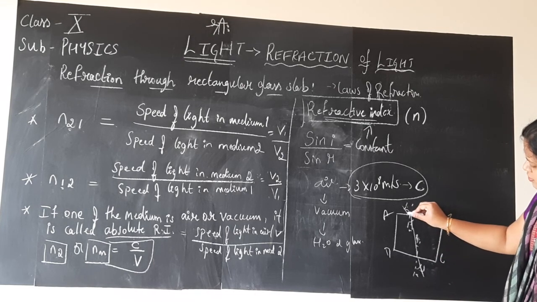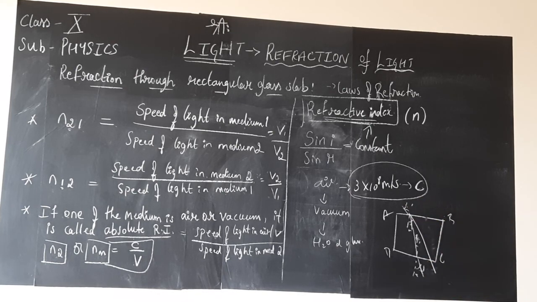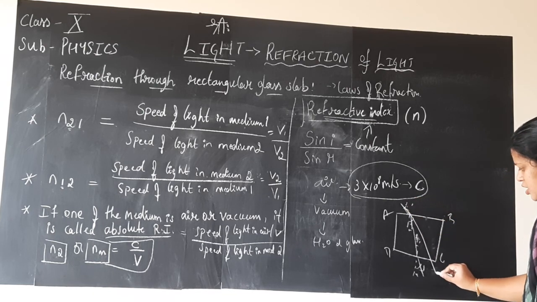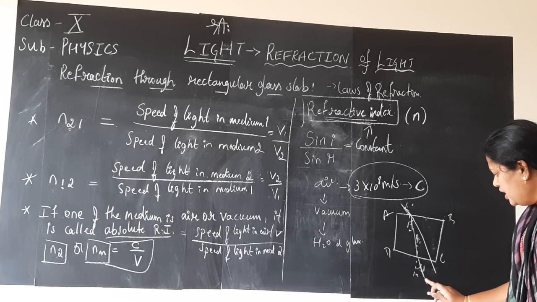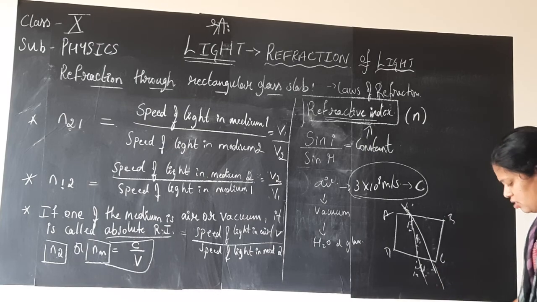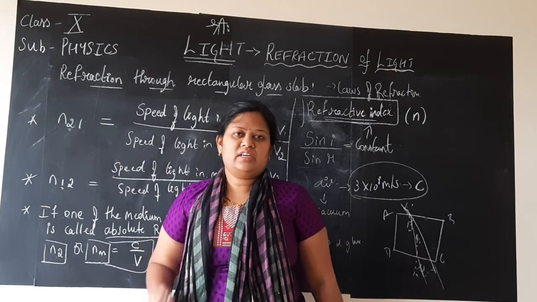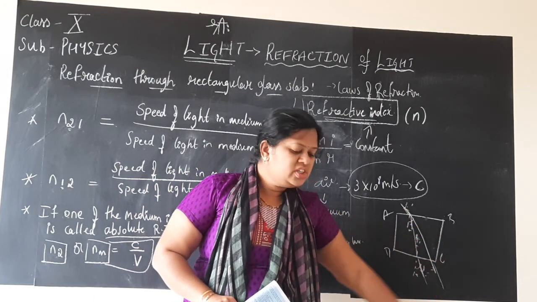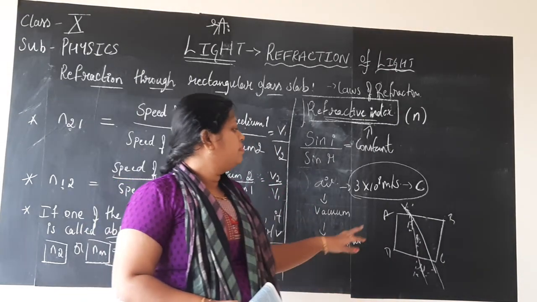Now children, if you just produce this incident ray straight with the help of a scale, you can draw it and check. If you just produce this incident ray, you observe that the emergent ray and the incident ray are parallel to each other. However much you extend them, they go parallel, they never meet. Why are they parallel to each other? Another one point I forgot to tell you. When you extend those two rays, the emergent ray and the incident ray are parallel to each other. The reason is very simple, children.